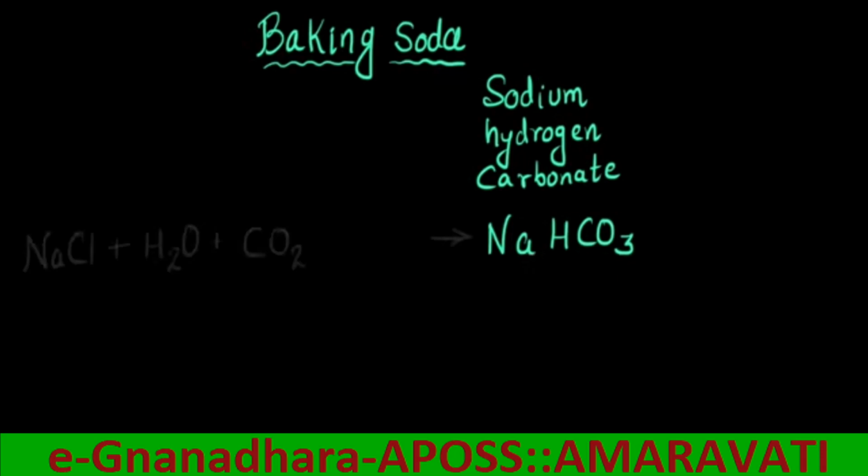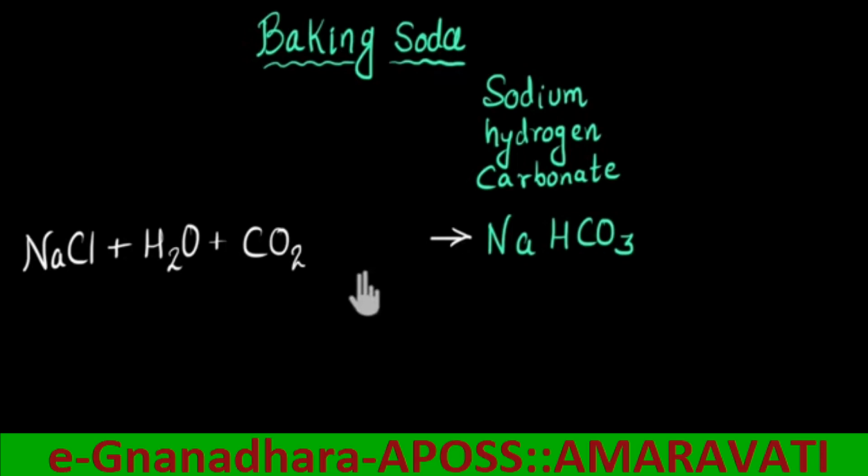Let me just write down. But you know what? There is one more ingredient, one more compound that goes into this mixture. And that is our ammonia, NH3. So sodium chloride, water, carbon dioxide, and ammonia, they all react and NaHCO3 is formed. And with this, we get one more product, NH4Cl, ammonium chloride.